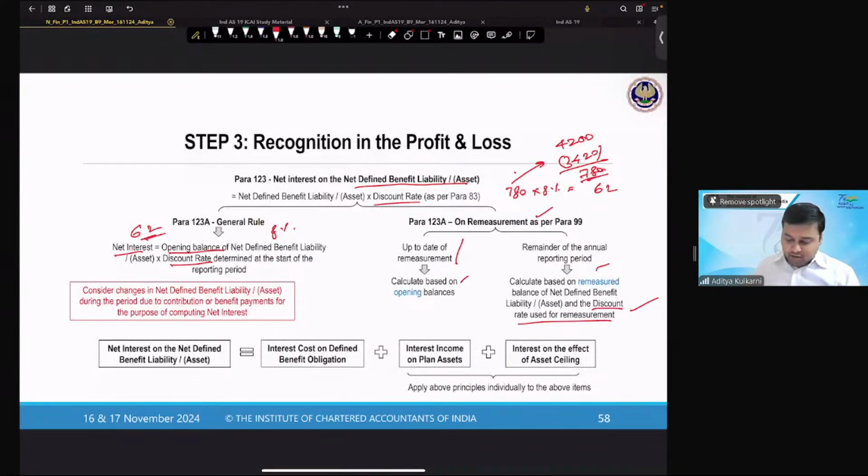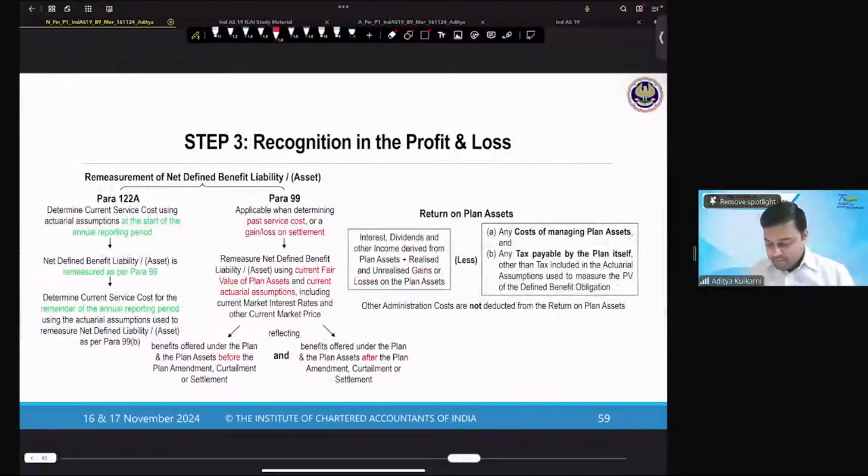All right. So net interest on the asset is equal to interest cost on DBO, that is your expense, plus interest income on plan assets, that is your income, plus interest on the effect of the asset ceiling. Okay, interest will also come on the asset ceiling. So that is also included. All these three put together will be your net interest that will be presented in the P&L. Okay, all right.